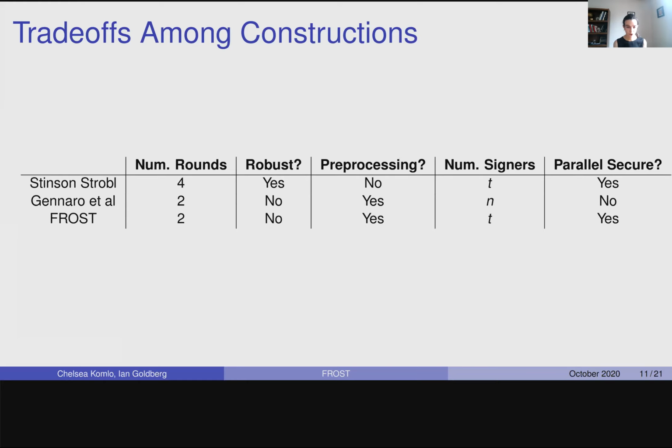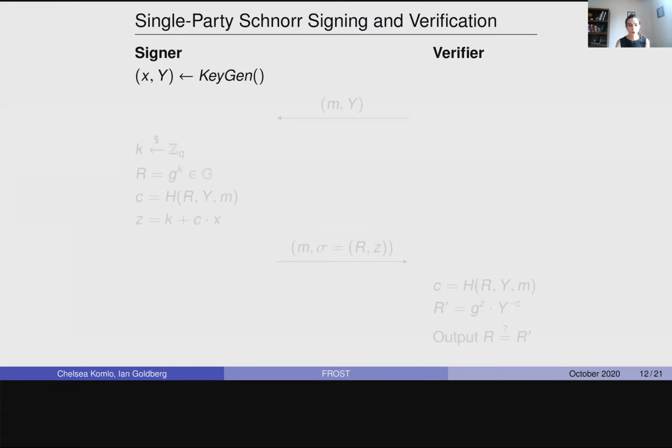So similarly to Schnorr et al., we allow for a 2-round signing protocol, but it can be pre-processed into a batch pre-processing protocol and then a single round signing protocol. It's not robust, so if misbehavior happens, the protocol must abort and be rerun. However, we allow for only a T number of signers, T out of N, and it is secure in this parallelized setting. Okay, so that's where Frost sits in comparison to some of these other schemes.